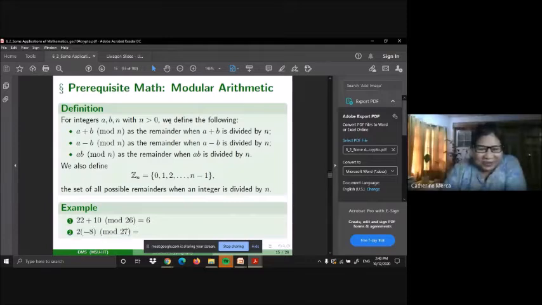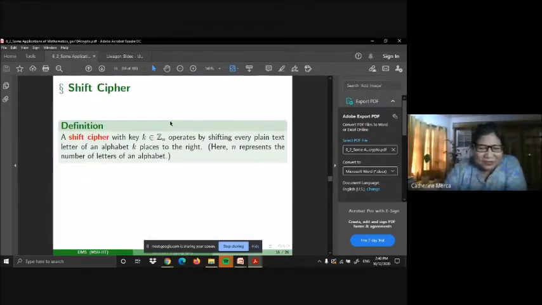Okay, so we have here some examples. This one is what we are going to discuss. No? A shift cipher with key K.